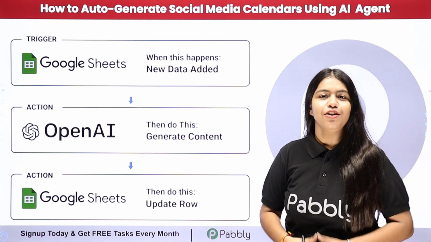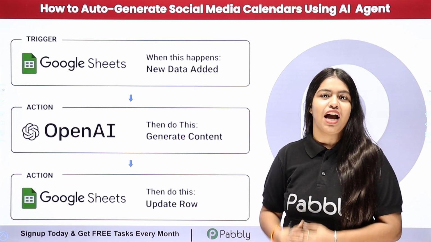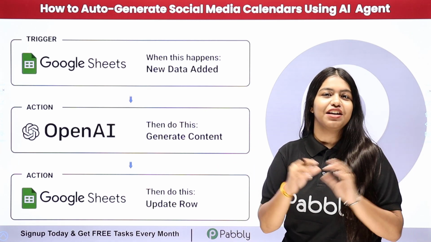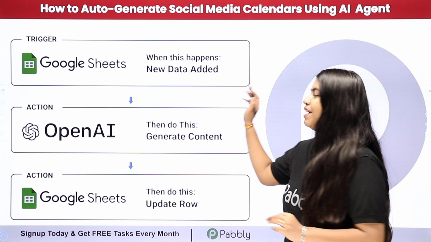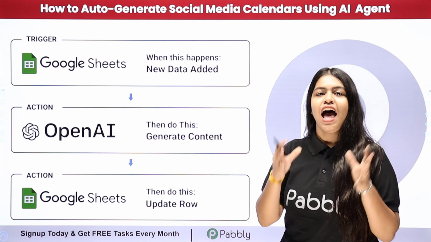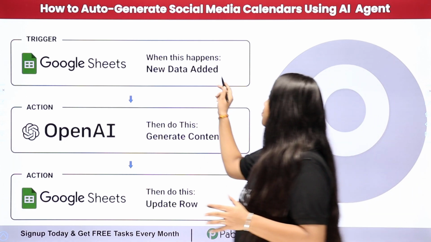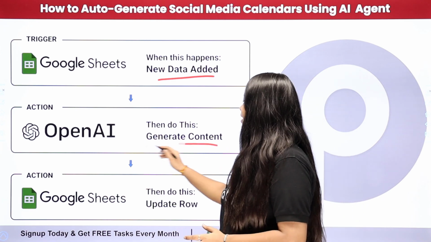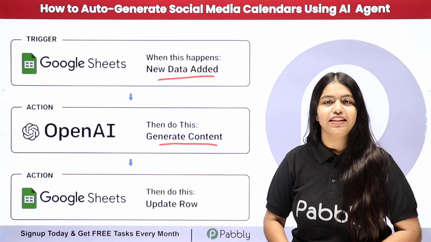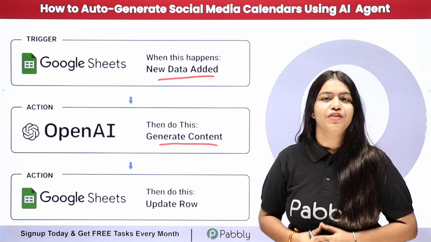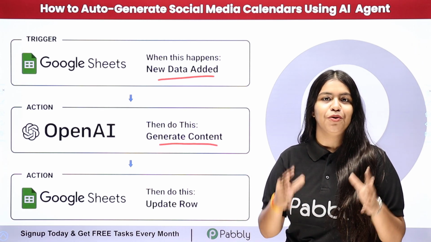Over here, I used to generate these social media post ideas manually, but this is such a time-consuming task. So to save me time, I've created this amazing automation where, as soon as I add some details related to a post in my Google Sheets, my AI agent automatically generates the content, and further I can add that same content into my Google Sheets once again. With the help of this, I can create a social media calendar for my business.